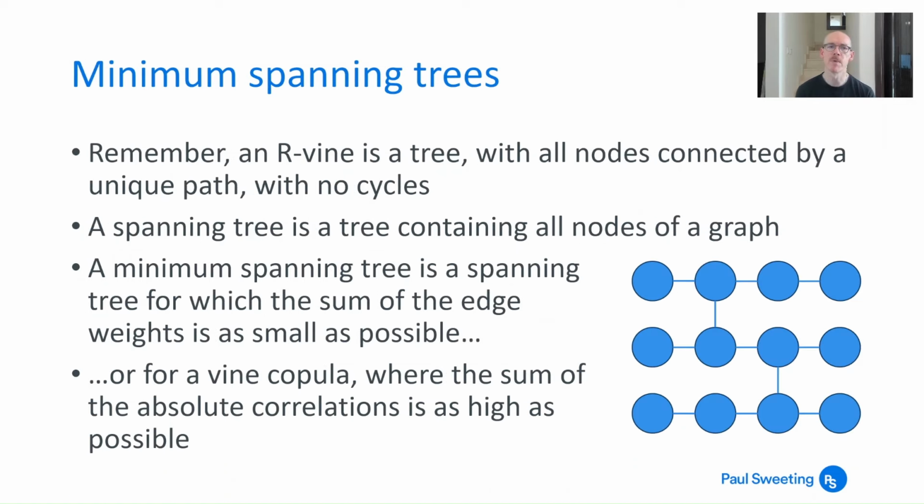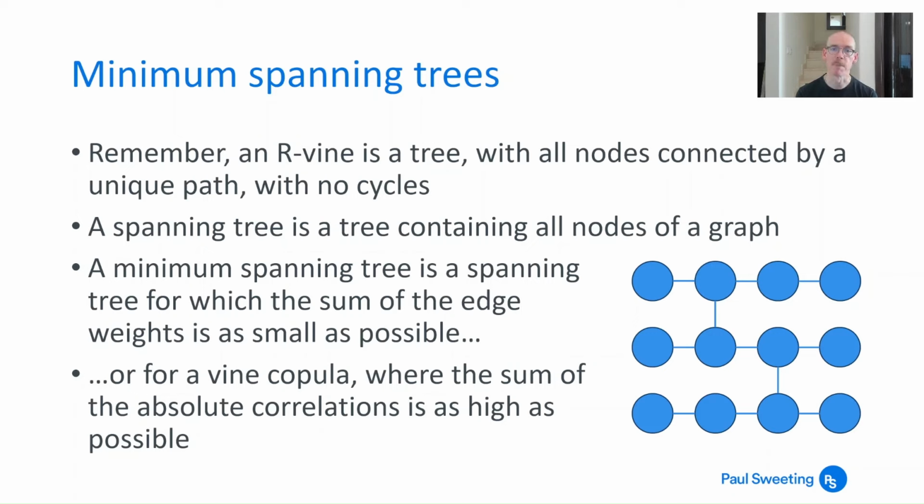So first, minimum spanning trees. If you remember, an R-vine is a tree with all nodes connected by a unique path with no cycles, and if you've got however many nodes you've got one less edge connecting them all. Now, a spanning tree is a tree which contains all of the nodes of a graph. So you could, in theory, have a graph which contains two disconnected trees. A spanning tree is a single tree connecting all of the nodes of a graph, as we have in the diagram in the bottom right of the screen.